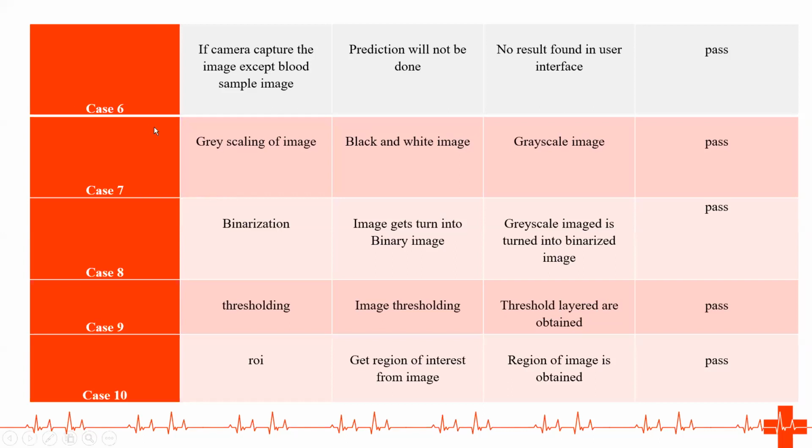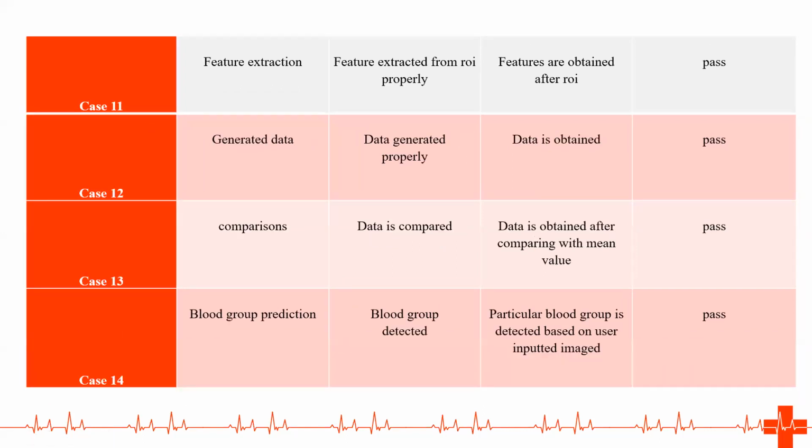Next slide. So in test case 11, feature extraction is the scenario. We have already selected the region of interest. So out of that, a feature has to be extracted from the region of interest. So the feature is extracted from the region of interest. As expected, features are obtained and the status is passed.